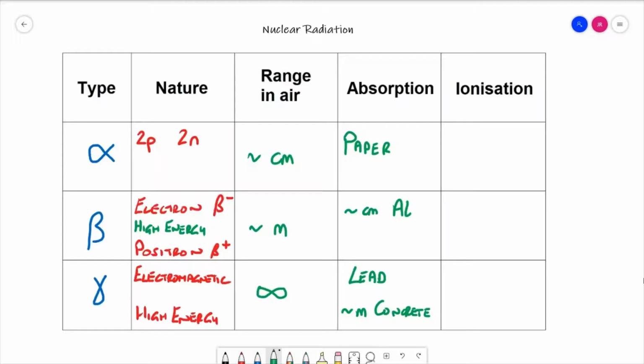Now, the final column, the ionisation column, is going to show us how many ions these three particles cause in air. In other substances, the ionisation level will be different, so this is just the ionisation in air.